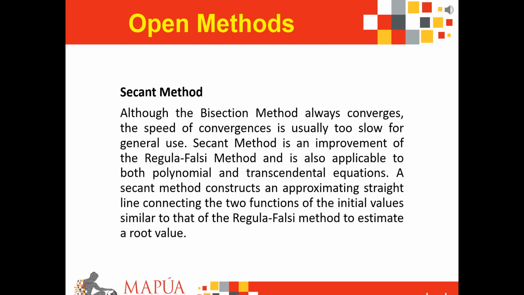The secant method. Although the bisection method always converges, the speed of convergence is usually too slow for general use. The secant method is an improvement of the regular false position method, which is better than the bisection method, and is applicable to both polynomial and transcendental equations. The secant method constructs an approximating straight line connecting two functions of your initial values, similar to the regular false position method, to estimate your root value.